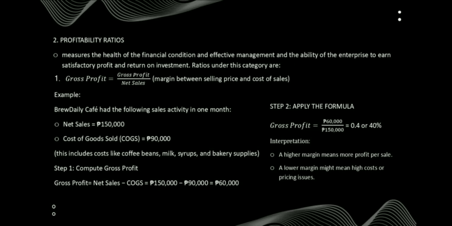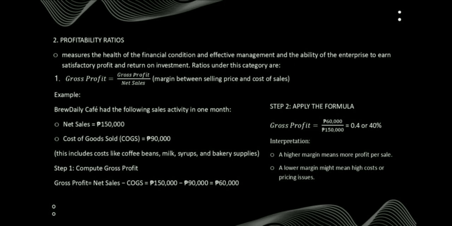They have a net sales of 150,000 pesos with a cost of goods sold of 90,000 pesos. To get the gross profit, we have to deduct the 90,000 pesos cost of goods sold from the 150,000 pesos net sales, with the difference of 60,000 pesos. To get the gross profit margin, we have to divide the 60,000 pesos profit by the 150,000 pesos net sales, which we got 0.4 or 40%.